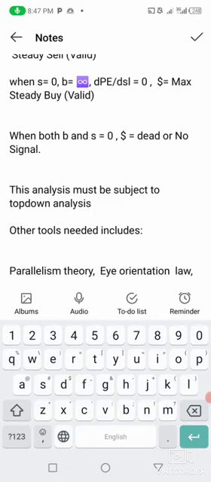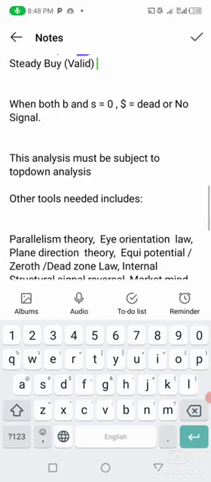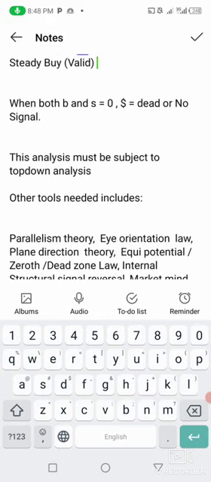There are situations when the buy and sell signals are 0, so the signal as a whole is dead, and you shouldn't be trading. Most of the time this condition comes during a ranging state in the market. So this analysis must be subject to top-down analysis. This does not encourage you to just enter the market and start making decisions anyhow. You must still do your top-down analysis.